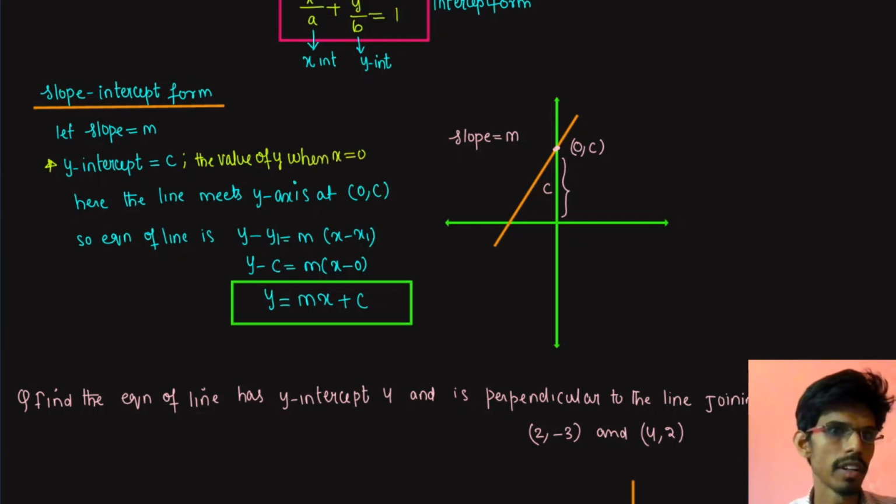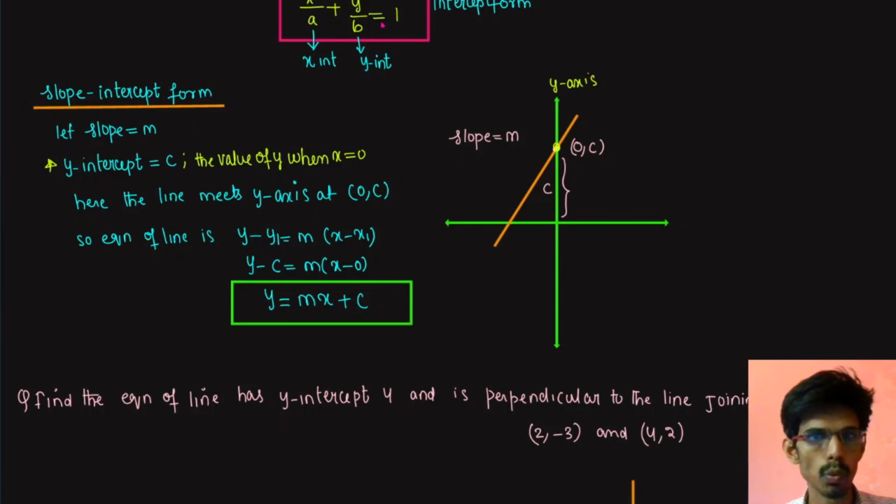It means that we are taking a point on the y-axis, because on the y-axis we have x value 0. So here we have a point 0 comma c. So the y-intercept is nothing but this vertical length, that is the distance between the point of intersection of this line with the y-axis and the origin. This is the y-intercept, and here we have slope m.